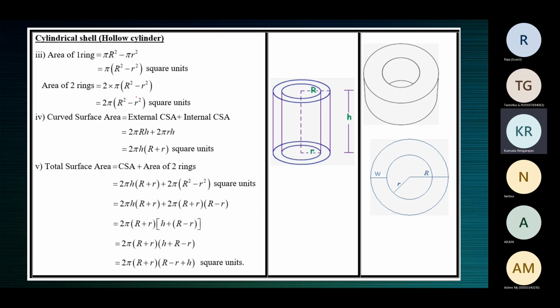So the area of two rings will be 2 into this one. 2 into pi R square minus r square, which is 2 pi (R square minus r square) square units.